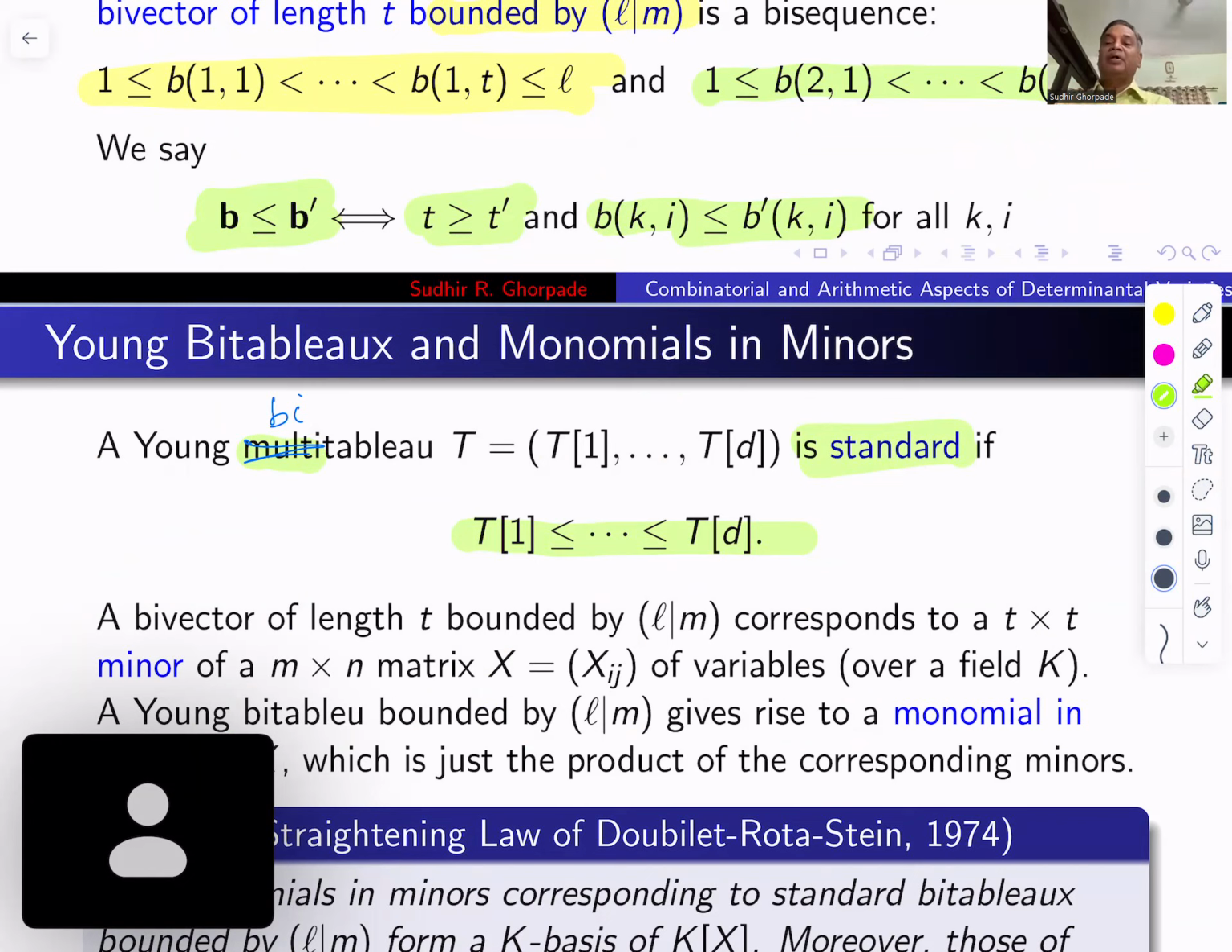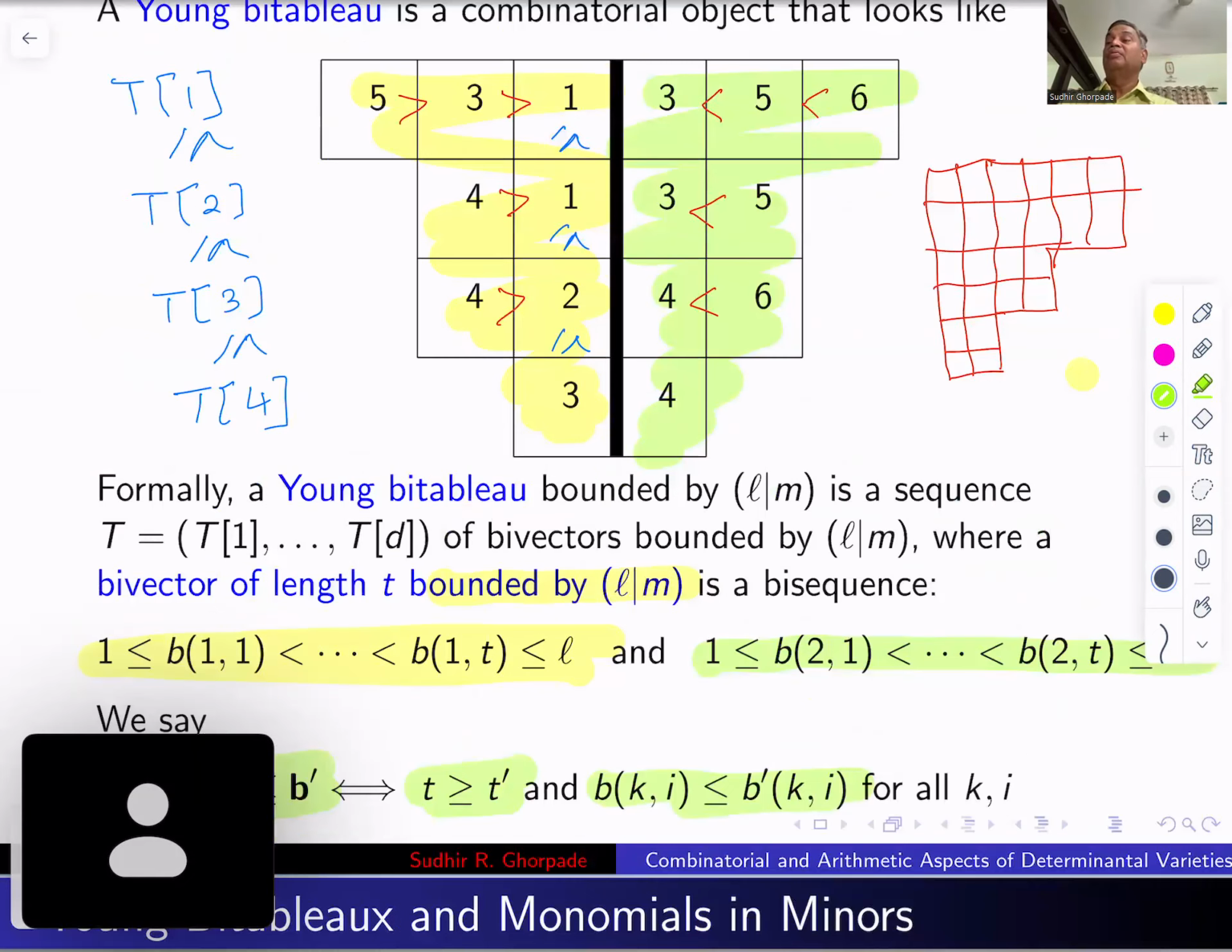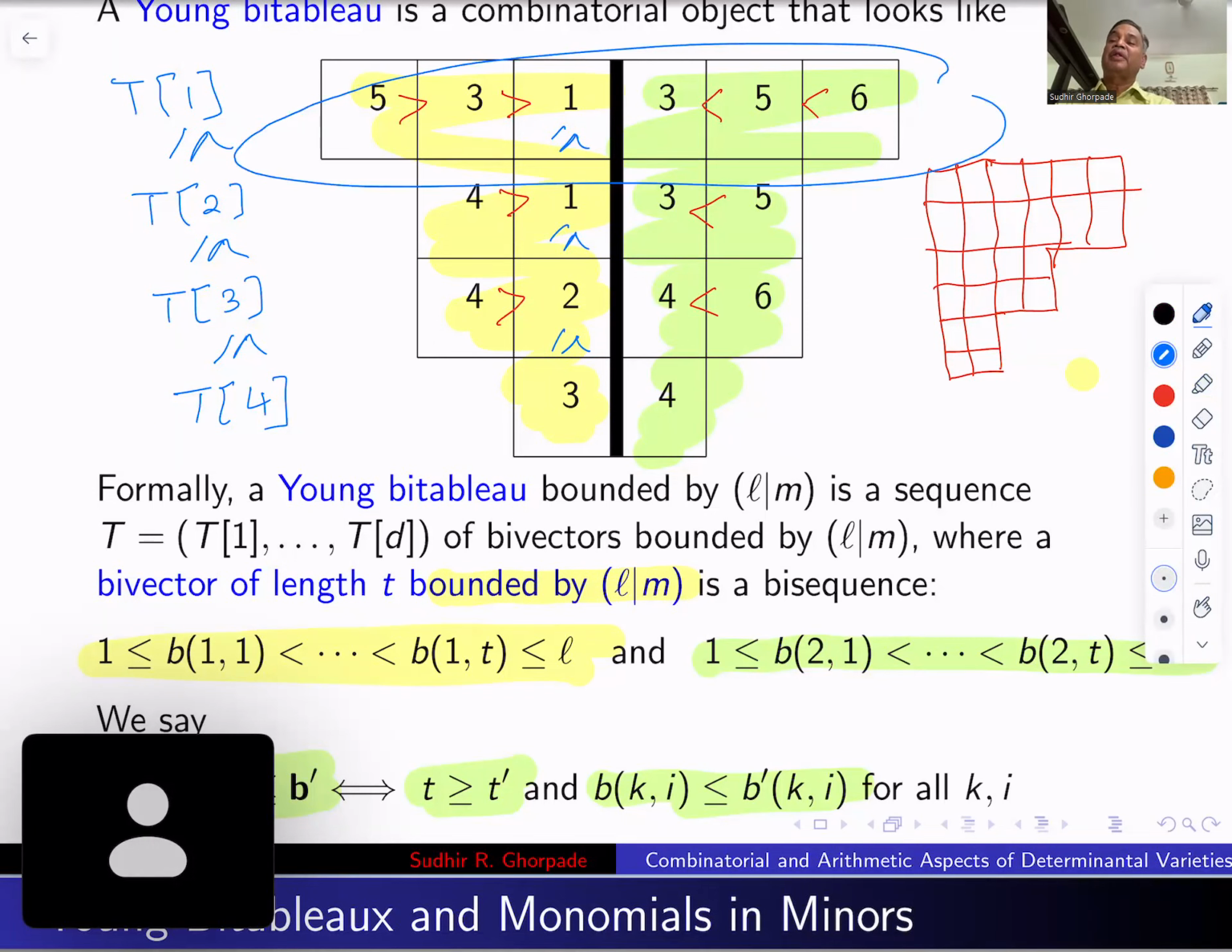Now, where does the algebra come in? If I look at a bivector of length T bounded by L comma M, something like this here, then a bivector of length 3 corresponds precisely to a 3 cross 3 minor of an L cross M matrix. This is a bivector bounded by L and M. How does it correspond to this 1, 3, 5? I just take the first row, third row, and the fifth row, and then I take the third column, fifth column, and the sixth column.